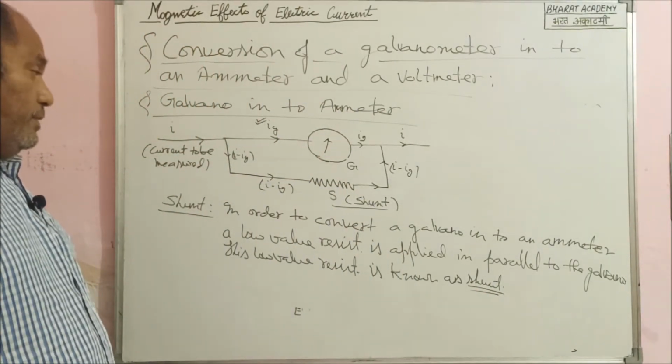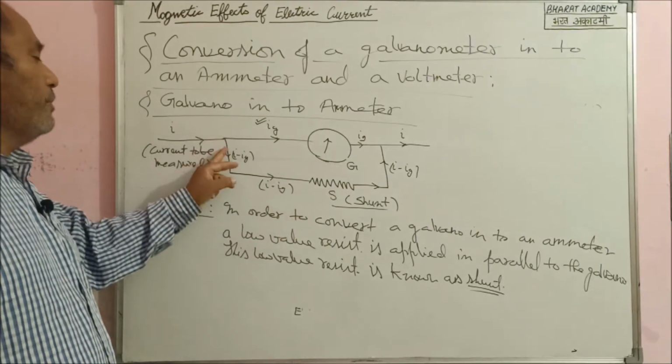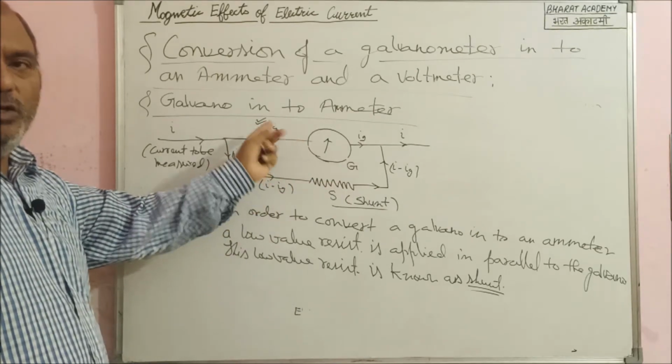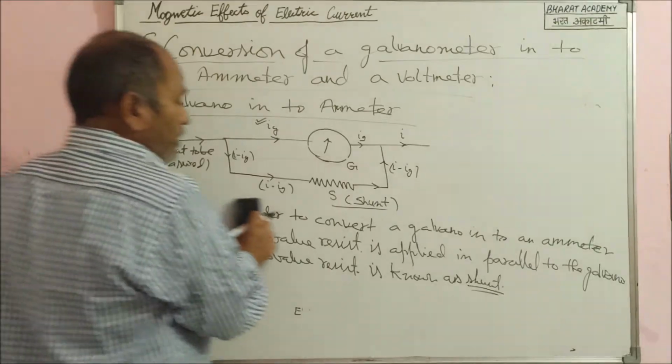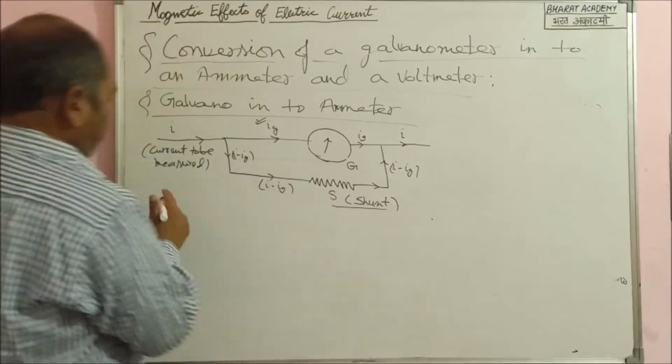This is about the shunt. So what is the main function of a shunt? It allows the maximum current to pass through it, and the galvano will have only that much current which it can accept, for which it gives you the full scale deflection. Now mathematically, what will happen?